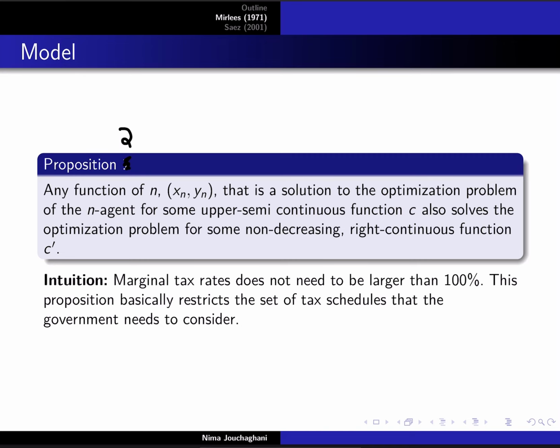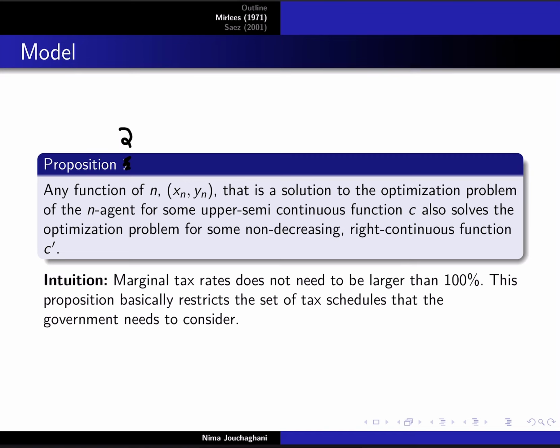the marginal tax rate that the government does not... if you think about the big set of tax schedules that a government can impose, then here the proposition is saying that the marginal tax rate does not need to be larger than 100%. Basically, it's saying that the marginal tax rate needs to be between 0 and 100%, which is basically restricting the set of tax schedules that the government needs to consider.